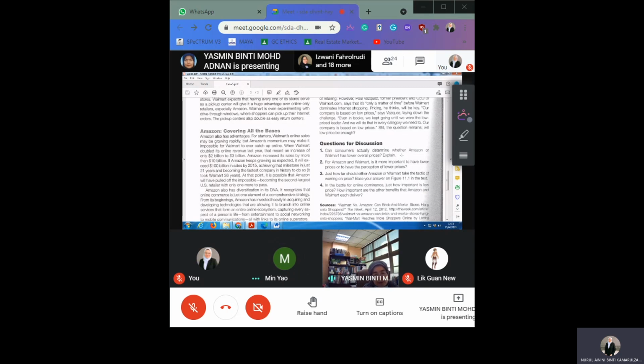Okay, the last question. What do you think? Just how important is low price? For me, low price, when starting, is important for attracting customers. But we need to have a benchmark for the low price. Okay, sure. If online, we can't just make the price lower and lower and lower. Somehow I feel it will lose customer value.